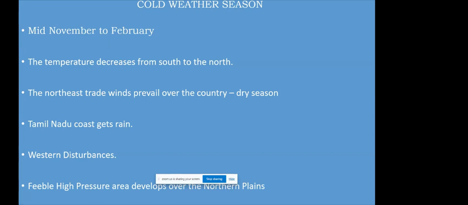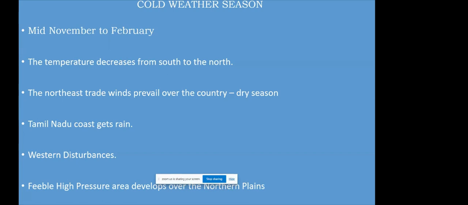Kal means calamity, destruction. So it causes a lot of damage to property. That is why it's called Kal Baishagi, or calamity in the month of Baishag.